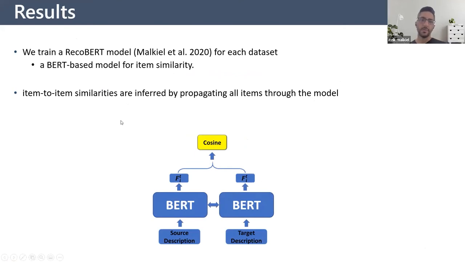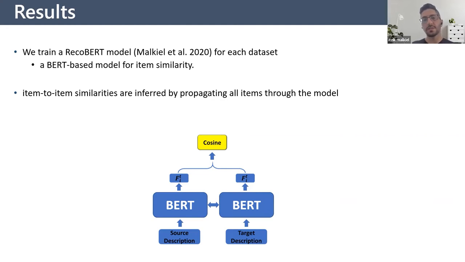So in our experiment, we train a separate RecoBERT model for each dataset. RecoBERT is a BERT-based model that was fine-tuned for item similarity. The choice of RecoBERT stems from its ability to effectively score the similarity between two bodies of text, and since it does not require similarity labels. Given a trained model, we infer item-to-item similarities for each dataset by propagating all the descriptions through the model.